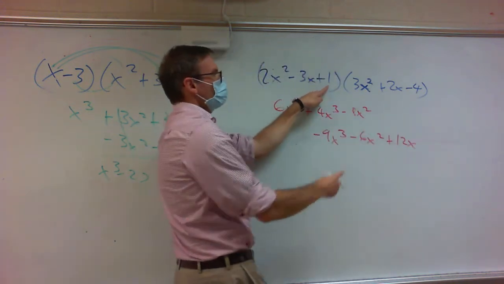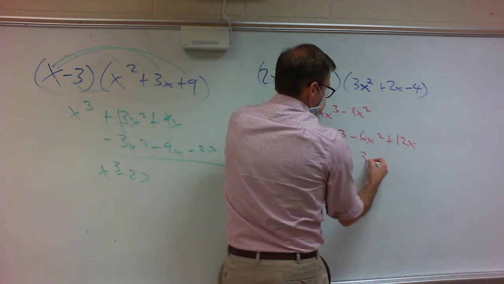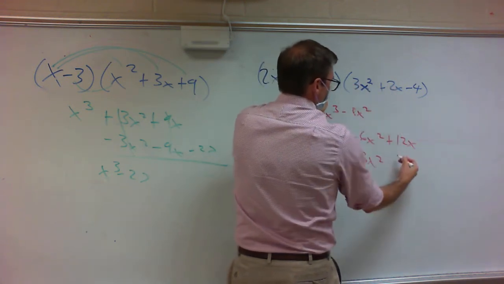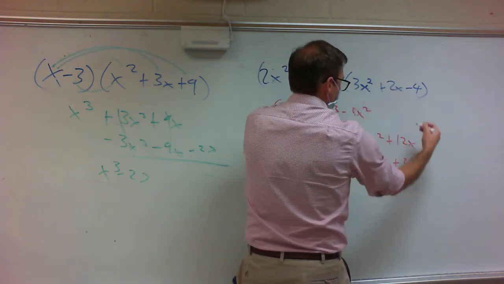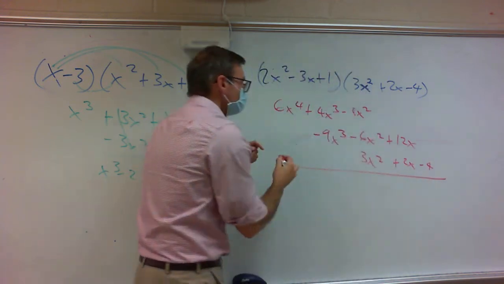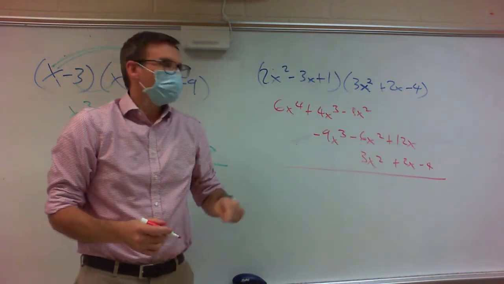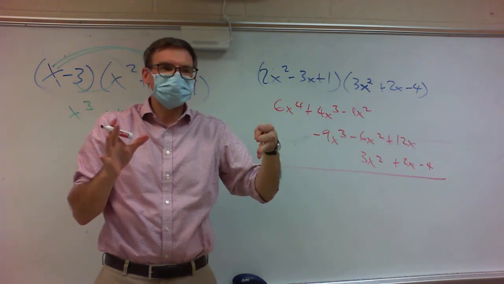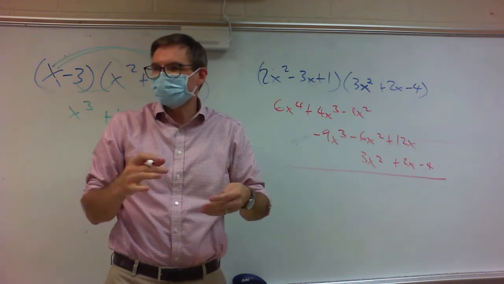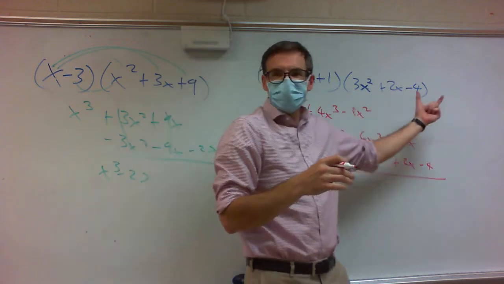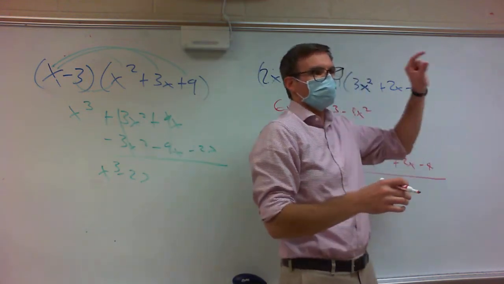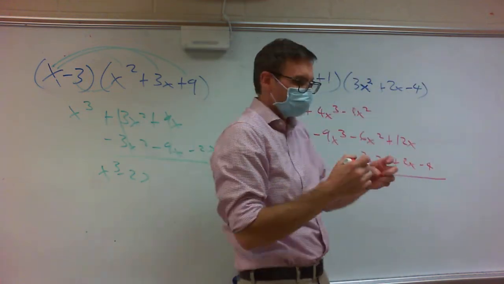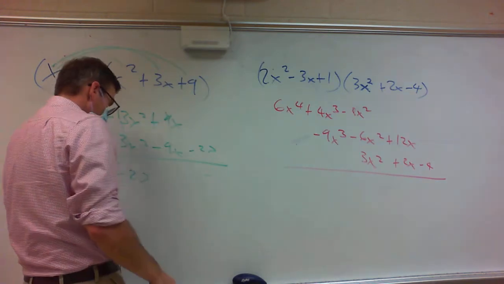Then I go to the last one. This times this is going to give me 3x squared. This times this gives me a plus 2x. And this times this gives me a negative 4. Now, actually writing them on top of each other is a little more compact, and I think it makes it easier to see what needs to be combined. Because if you'd written all these out, you'd have to sort of pick out, okay, where are my x to the 4ths, cubes, and all the little parts.